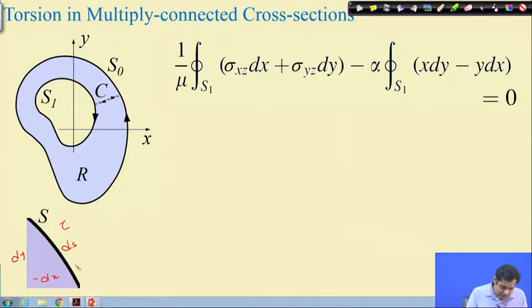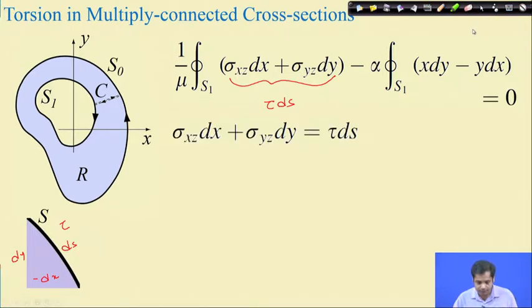So, this is the shear stress tau, and by applying the equilibrium condition we can show that this is essentially tau into ds. So, the first term is tau into ds. Let us see the second term.